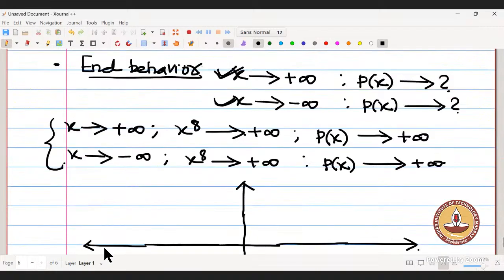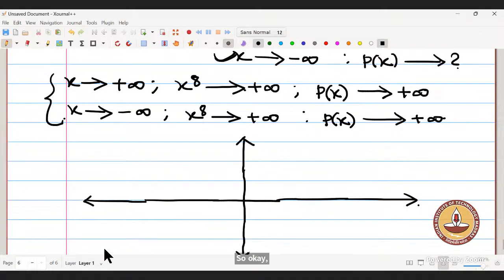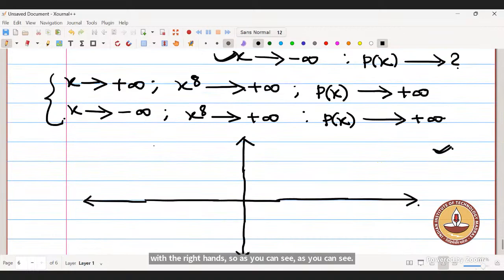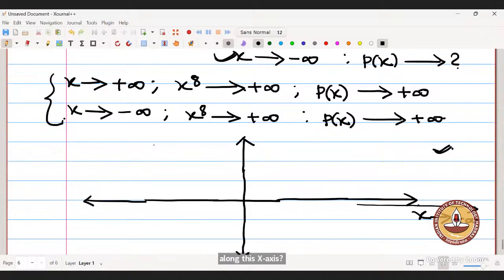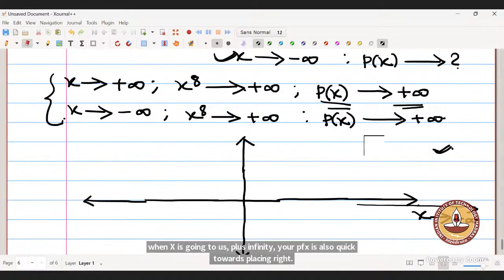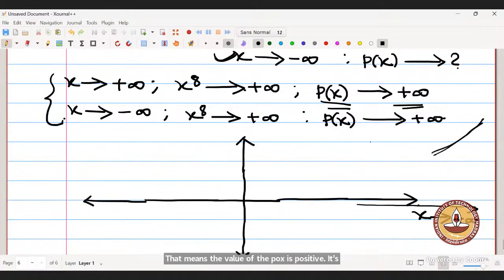So, okay, let me start with the right hand side. As you can see, this right hand side means what? If you move along this x-axis, x is going towards plus infinity, correct? And when x is going towards plus infinity, your p of x is also going towards plus infinity. That means the value of p of x is positive, it's going towards infinity.